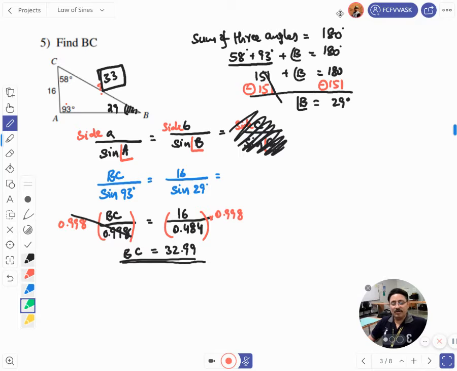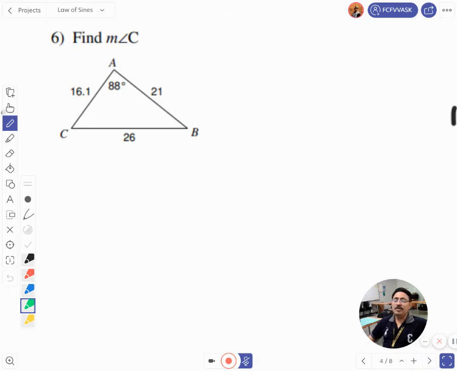Okay, so let me take one more model. This time you'll be asked to find what the angle is. The previous one we computed the missing side. Now here you are asked to find the missing angle.